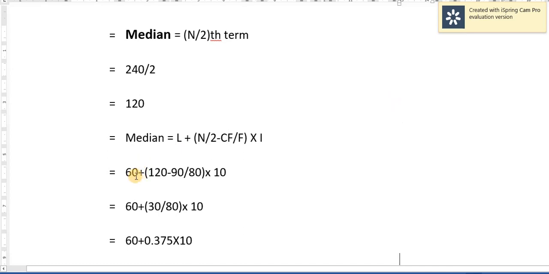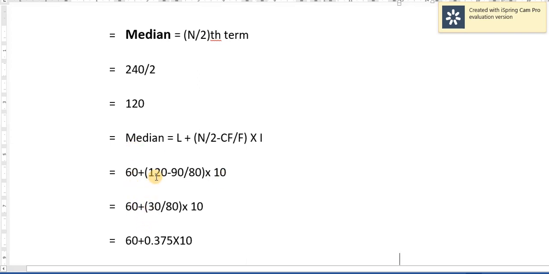Already we know it's 60 plus n by 2, which is 240 divided by 2, that is 120, which we already took, minus CF. CF, I already showed you, is 90, divided by f. That is the frequency, 80, into 10. 10 is the class interval difference. After that, we have to calculate. 60 as it is, you can take it.